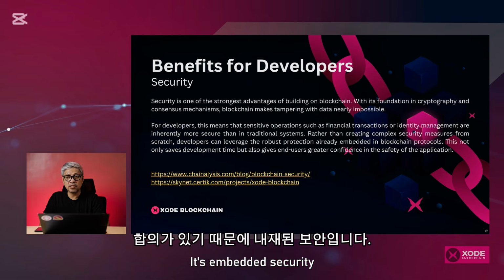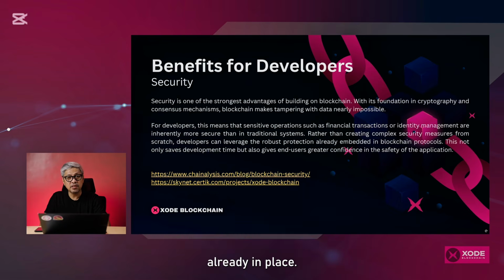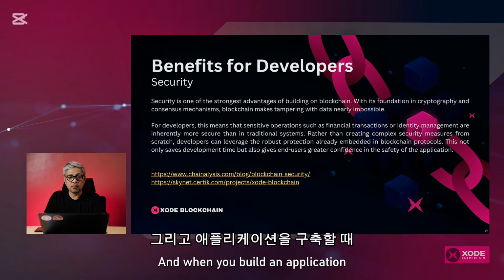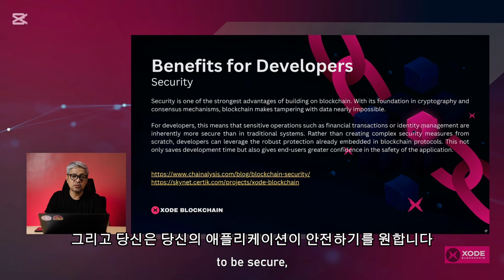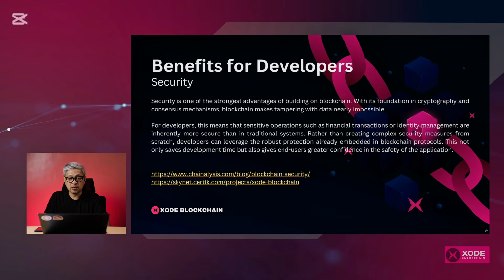Another benefit for developers is that it provides default, embedded security because it has its consensus and cryptography already in place. So you don't need to build those libraries because the blockchain already has that. And when you build an application and you want it to be secure, there's no better platform to build on than a blockchain.